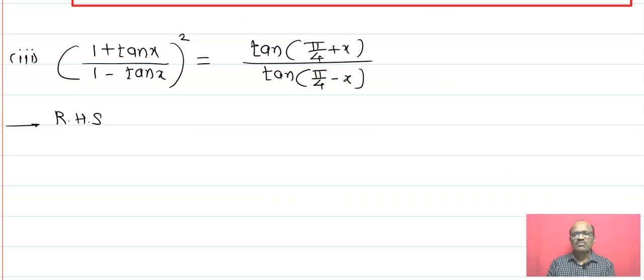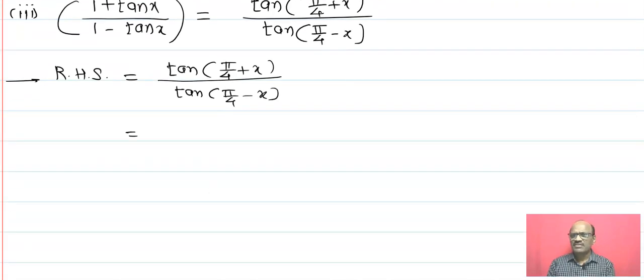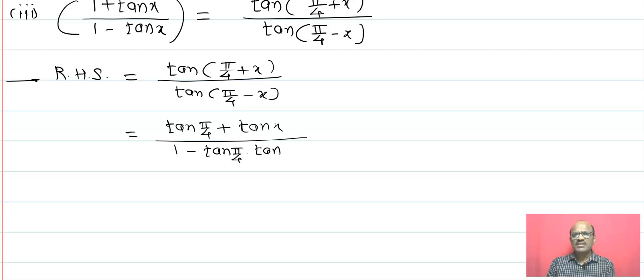Now next is (1 plus tan theta upon 1 minus tan theta) whole square is equal to tan of pi by 4 plus x upon tan of pi by 4 minus x. Here we will consider the RHS: tan of pi by 4 plus x upon tan of pi by 4 minus x. Now apply the formula for tan of a plus b. What is tan of a plus b? Tan a plus tan b upon 1 minus tan a into tan b.